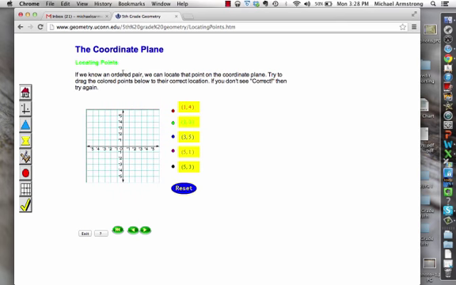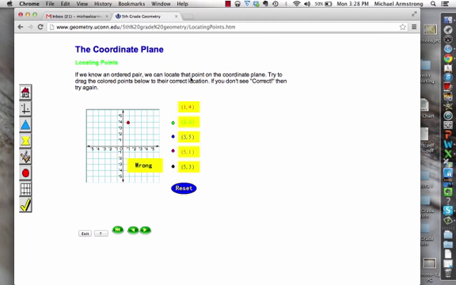Locating points. If we know an ordered pair, we can locate the point. Try to drag the colored points below. I wonder if I can do that. Oh, I sure can. 1, 4. Wrong. Wonder what I did wrong. It looks right to me.